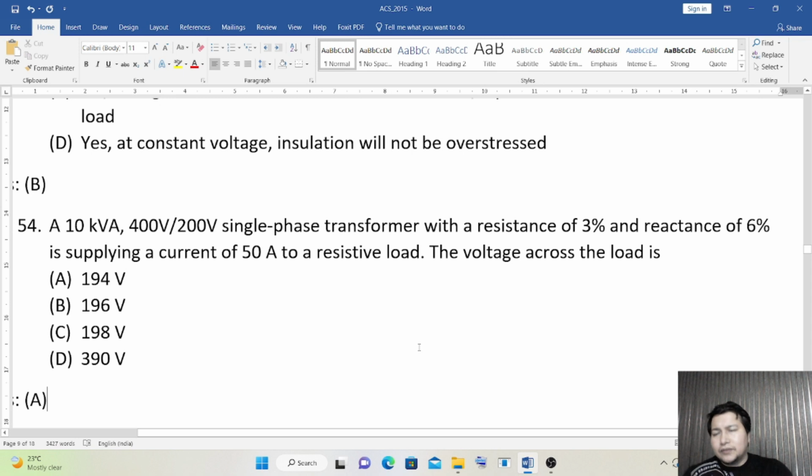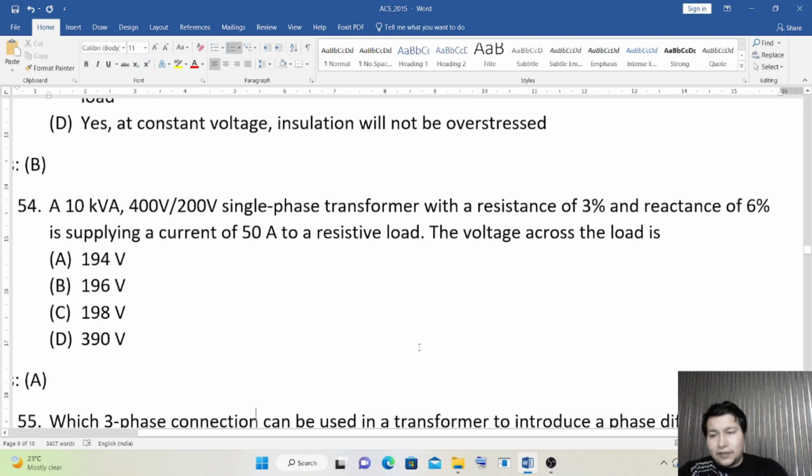54 number question. A 10 kVA, 400 volt by 200 volt single phase transformer with a resistance of 3% and reactance of 6% is supplying a current of 50 ampere to a resistive load. The voltage across the load is, etu calculate koribo lagibo. To option to ahibo 194 volt.